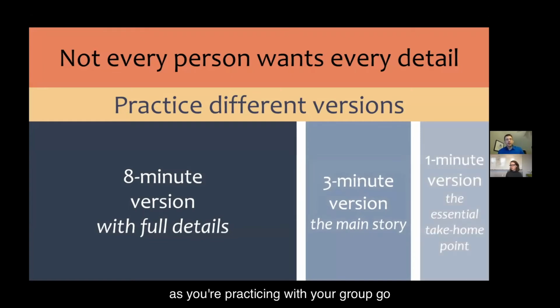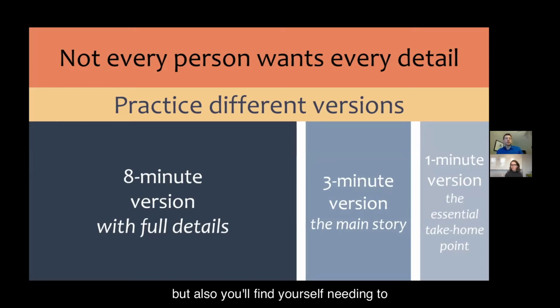As you're practicing with your group, go through it all, and then someone in the group says, okay, now do it in 3 minutes. And you try to do it in 3 minutes, and you'll probably struggle the first few times as you think about which parts are really necessary. And then once you have that, do it in 1 minute. This is for two main reasons. One, you want to make sure you can cater to people who have different amounts of time and different amounts of interest.